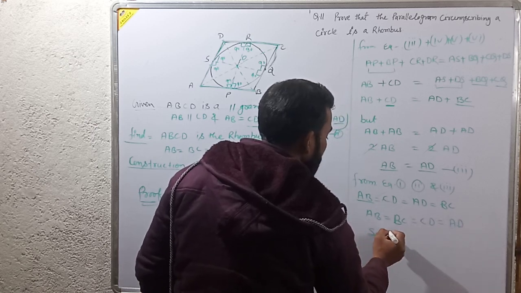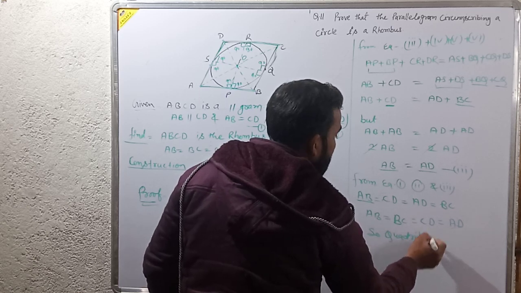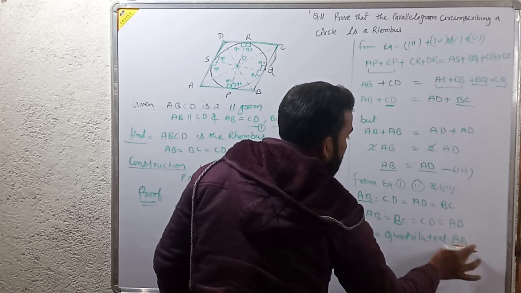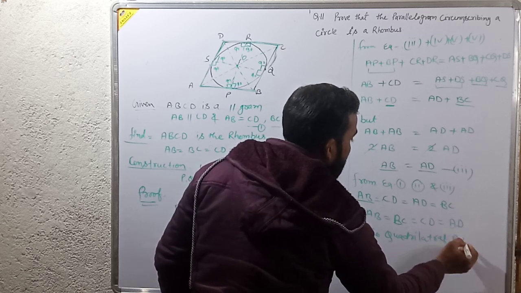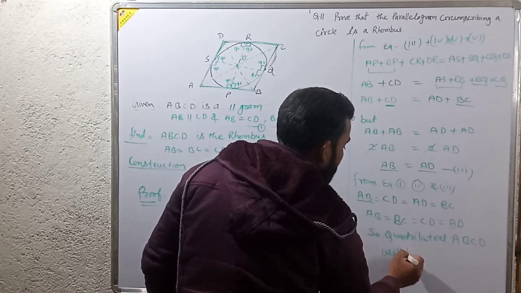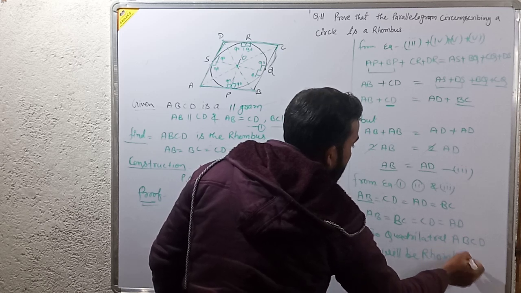So quadrilateral ABCD will be a rhombus.